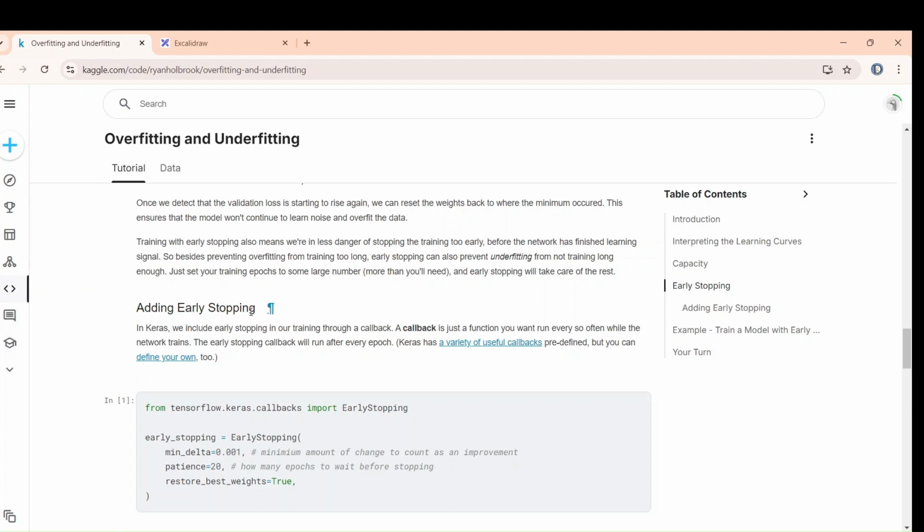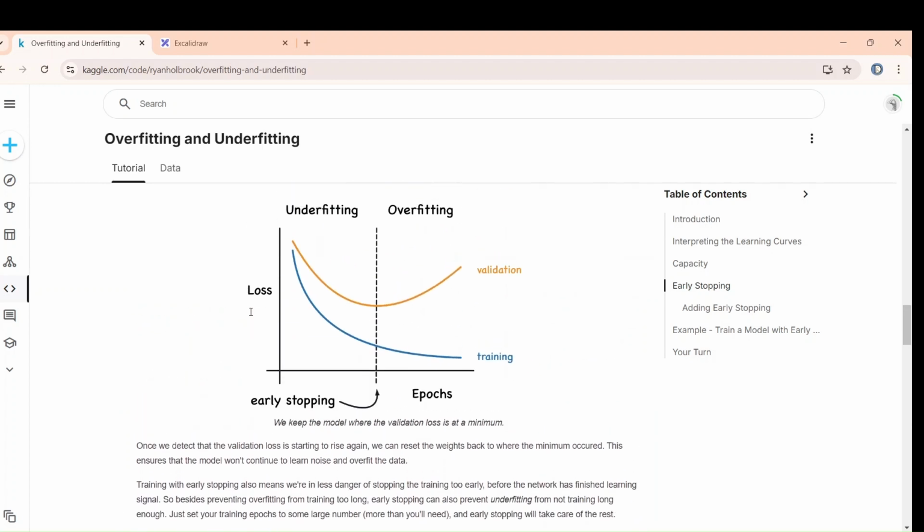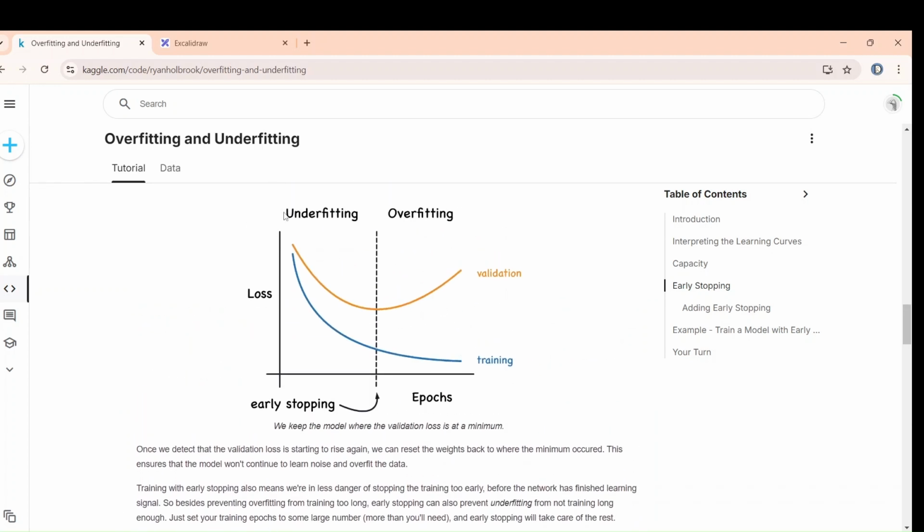Now adding early stopping. We have learned what to do to stop the overfitting and to stop the underfitting. See here it is written as underfitting. If you stop here, the model will be underfitted. If you stop here, the model will be overfitted. So you have to stop exactly here.